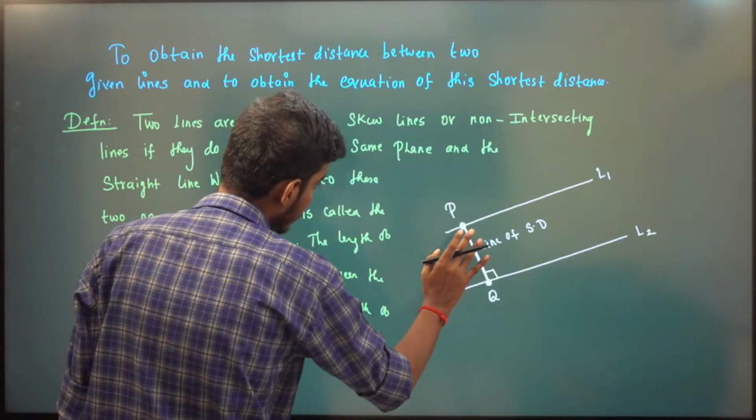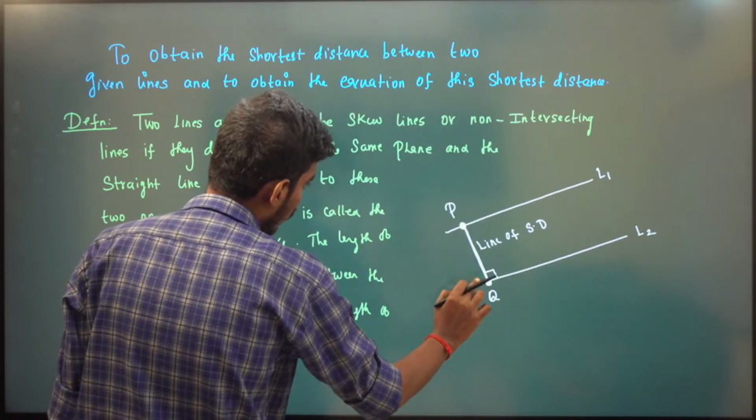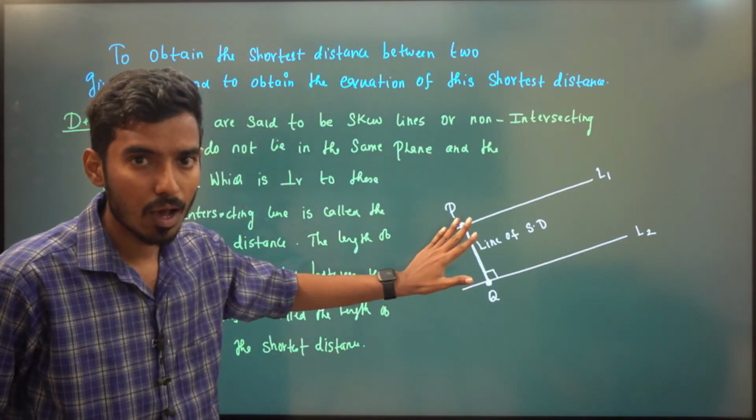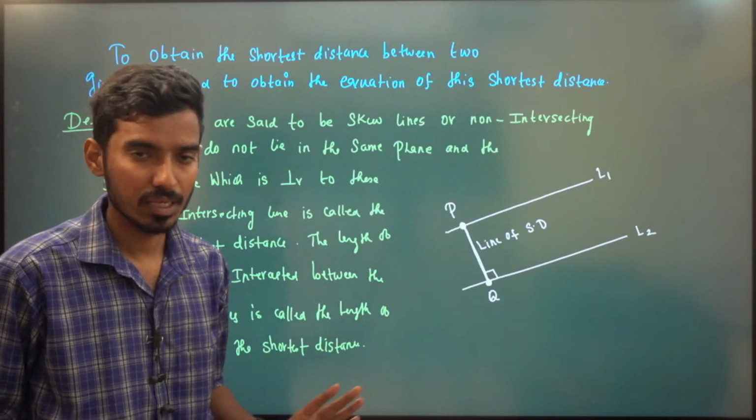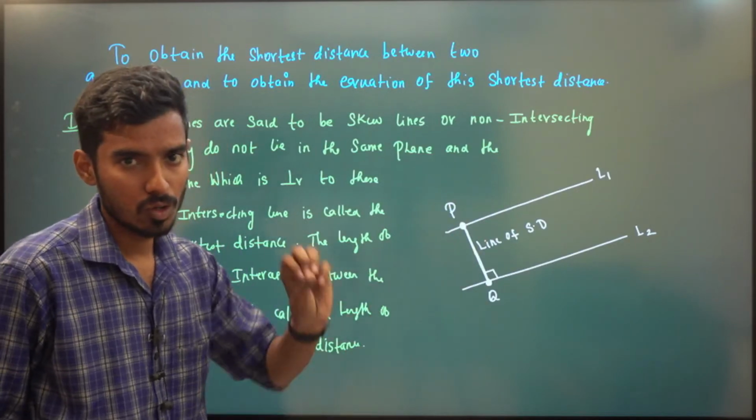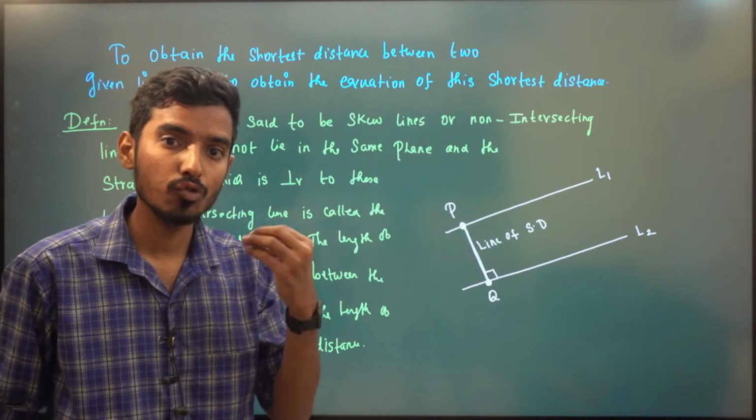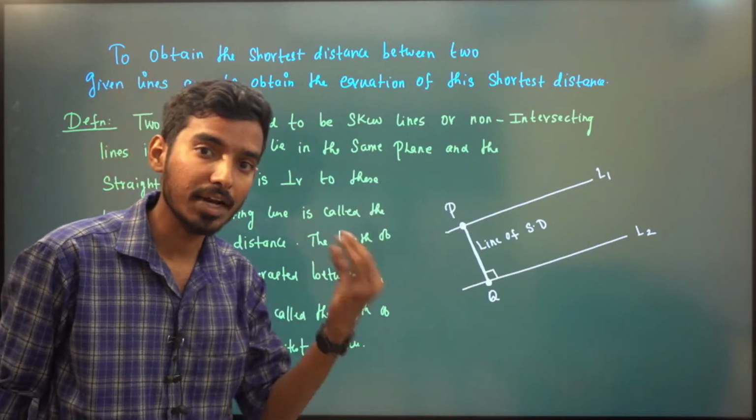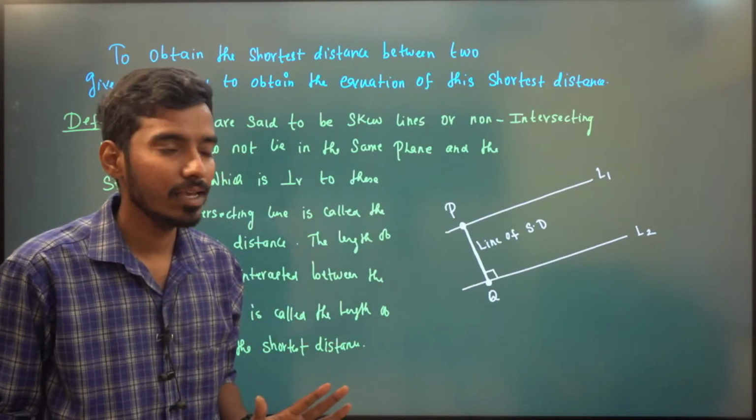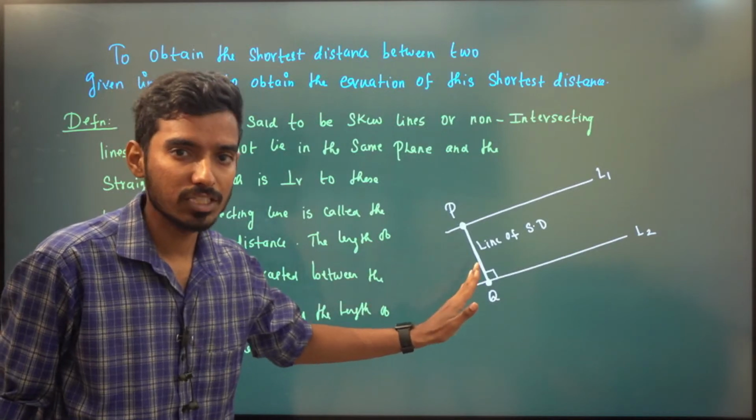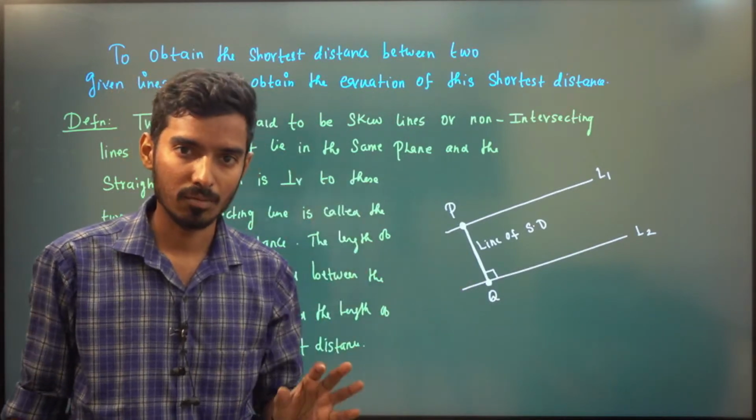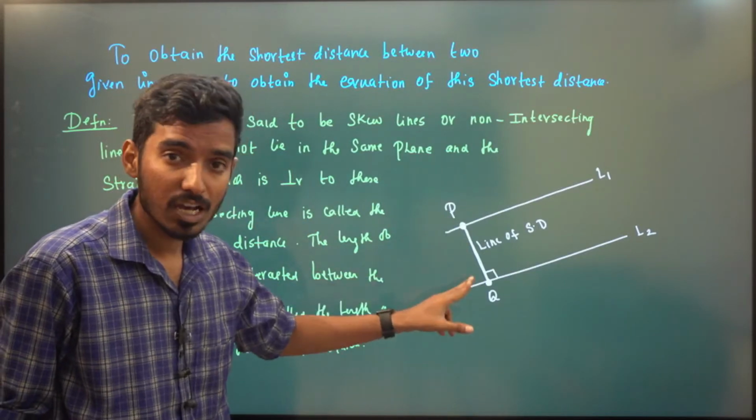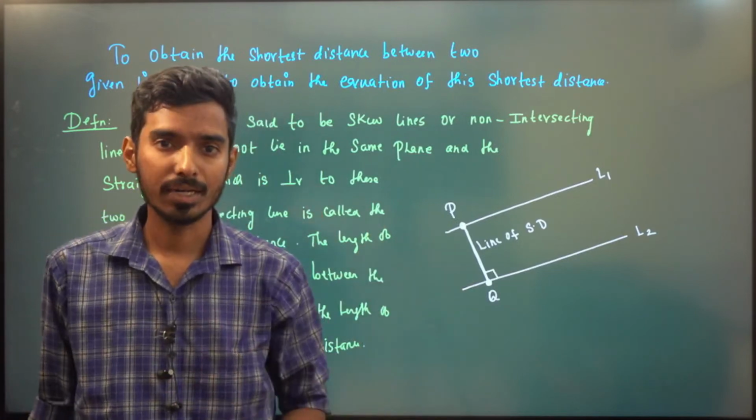Now, to find the equation of this shortest distance line, there are two methods. One is to find it in symmetrical form, and we can also find it in general form. We need to find the equation of PQ. From the exam point of view, they will ask you to find the equation of PQ either in symmetrical form or in general form. If they simply say find the equation of the shortest distance, go for symmetrical form because that is very easy to find. But if they ask you to find the equation of PQ in general form, you need to follow some method.